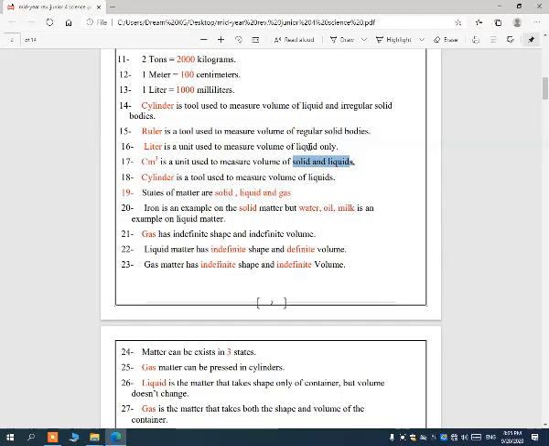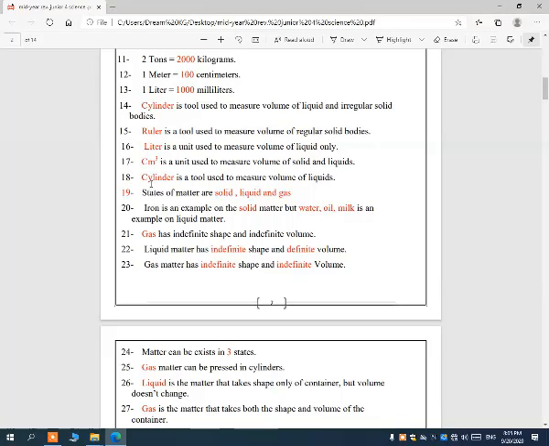Number 17. Dots is the unit used to measure the volume of solid and liquid. We said before at number 16, liquid only: liter, milliliter. So units used to measure the volume of solid and liquid both. I have solid and liquid, centimeter cube or meter cube.